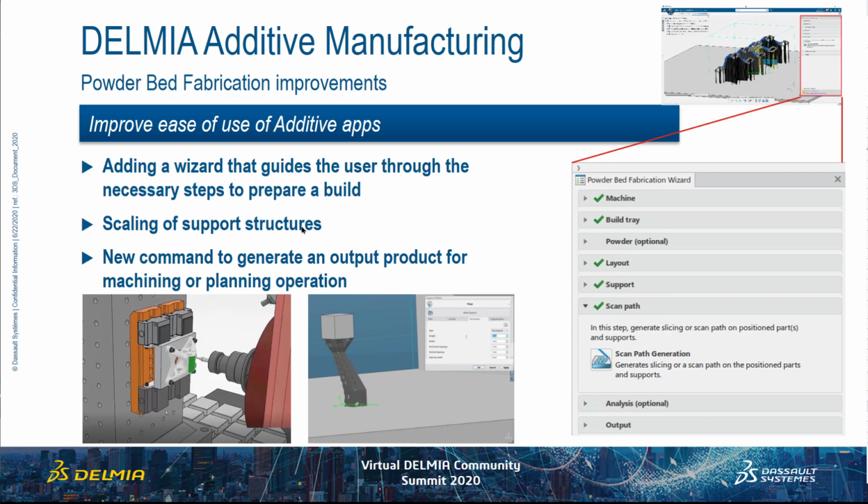You can scale the support structures. That's the new enhancement. There's also a new command to generate an output, which is the setup, with the build tray, the support structures, and the part, which is used for post-processing, for machining, or even for wire EDM situations. So this entire setup could be generated with one click of a button. And this could also be used for process planning scenarios. So the DELMIA process planning set of roles we have could also use the output from here.